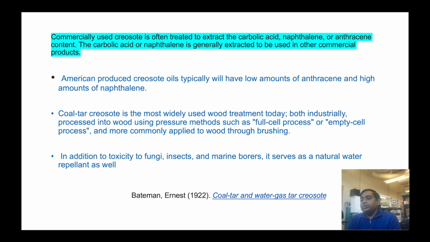Talking about their uses, Americans typically produce creosote oil with low amounts of anthracene and high amounts of naphthalene. Coal tar creosote is the most widely used wood treatment and is used in industry in two fashions, the full cell process and the empty cell process, and is most commonly applied to wood through brushing. In addition to its toxicity to fungi, insects, and marine borers, it serves as a natural water repellent as well. That's why it has gained its popularity.